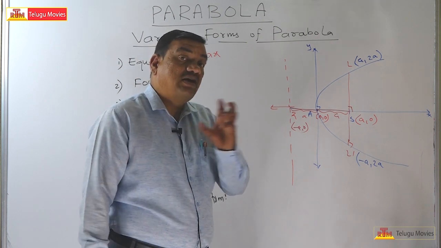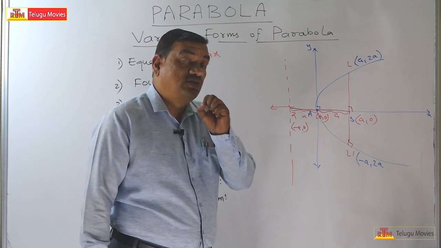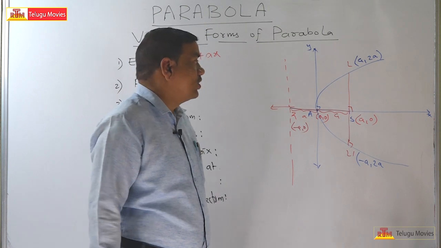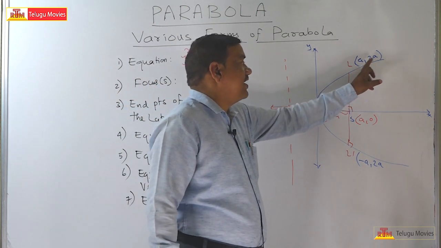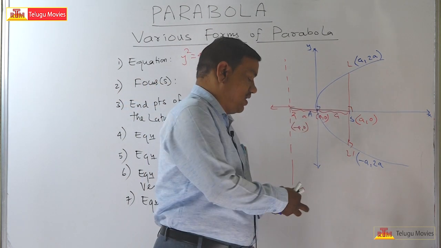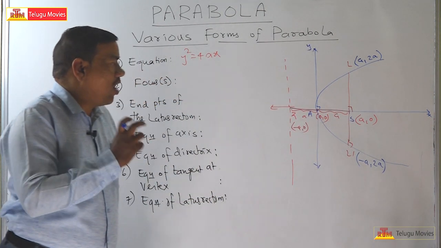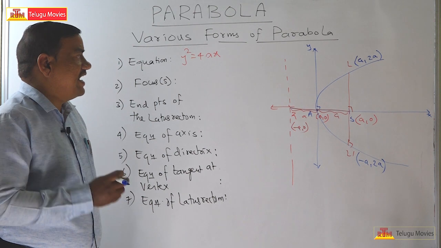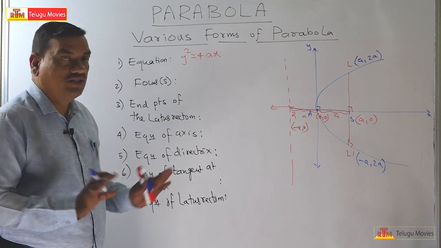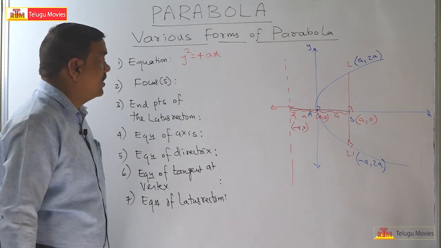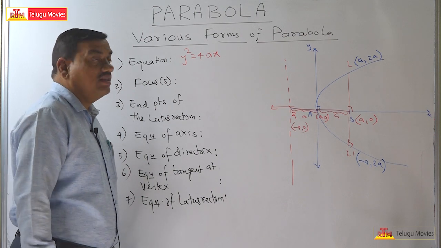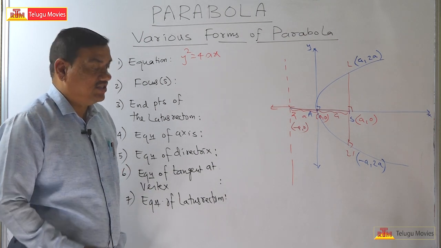In some problems they will mention it very clearly: these are the coordinates a comma 2a and a comma minus 2a. So, we have taken all the coordinates of S, A, Z, L, L dash. Now, we are going to see the equations of the lines.